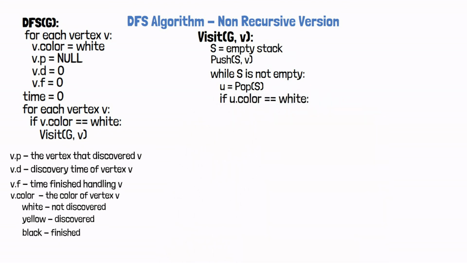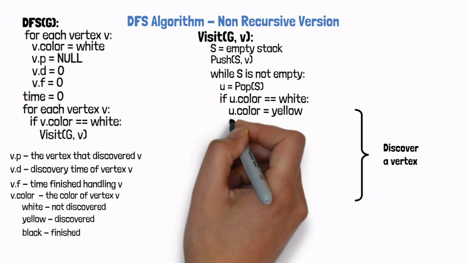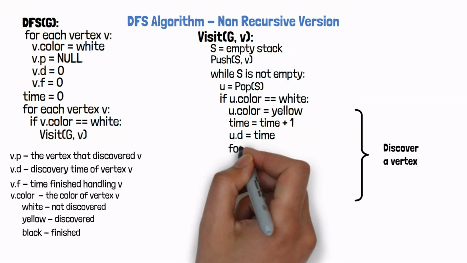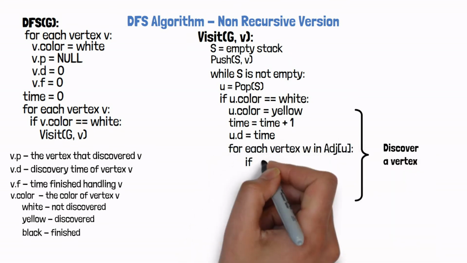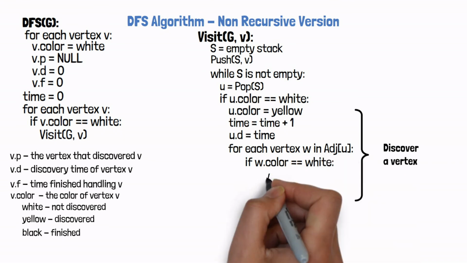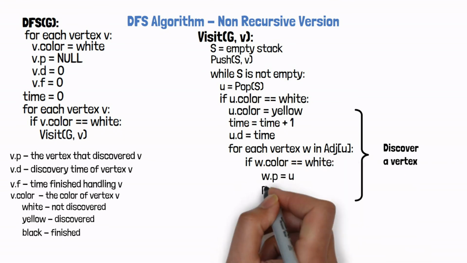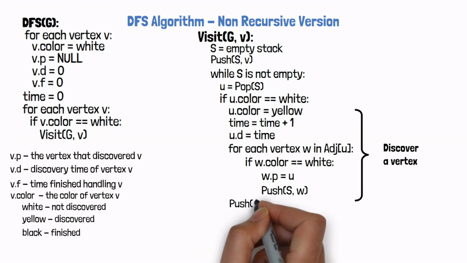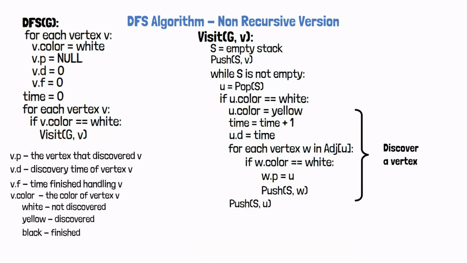If u is still white, we discover it. We color it yellow, we increment the time by 1 and set its discovery time. Then, for each neighbor of u, if it is still white, it is the first time we see it. So we update its parent to be u, and we push it to the stack. After iterating over the neighbors, we push u to the stack again. The next time we pop u will be after we popped all of the neighbors it discovered and all of the vertices discovered by its neighbors and so on. So, when we pop it out next time, we will be able to mark it as finished.